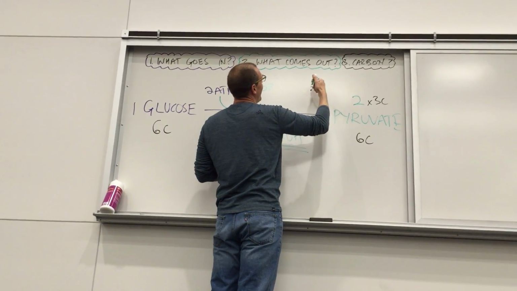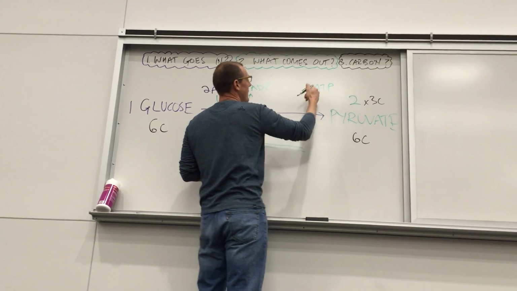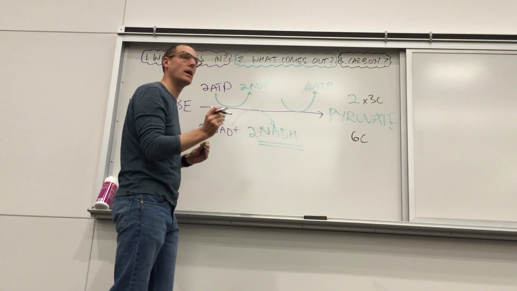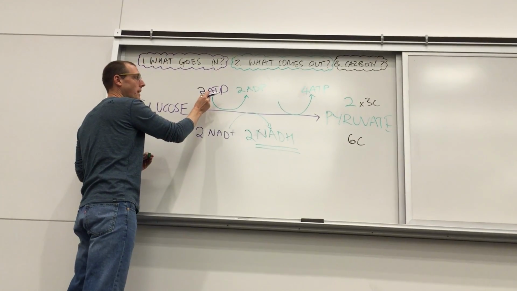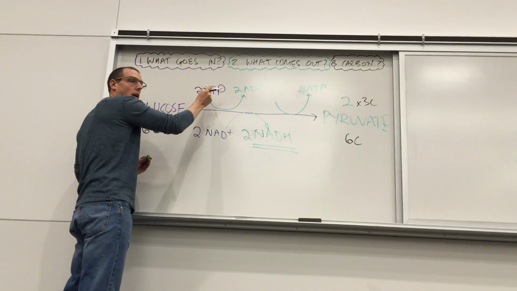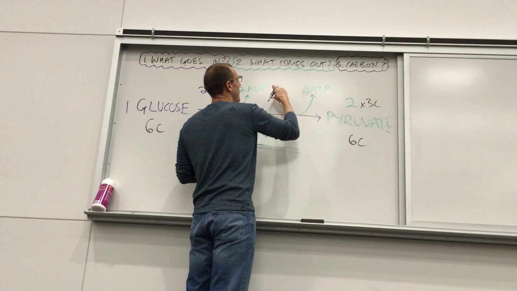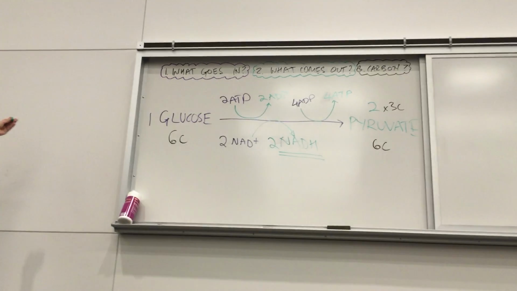What comes out? That's green. So I get 4 ATP out of this. If I get 4 ATP out, what must I put in to make ATP? If I get ADP from hydrolyzing ATP, how do I get back to the ATP? I put in ADP. So we put in 4 ADP. Okay? So that is glycolysis in a nutshell.